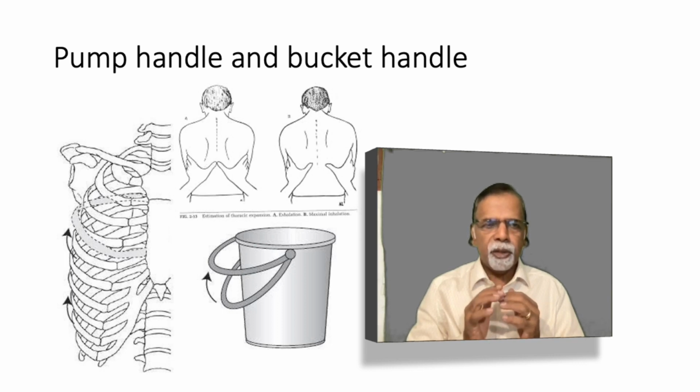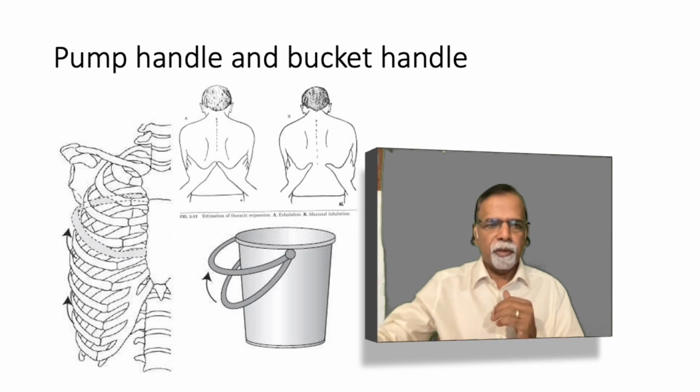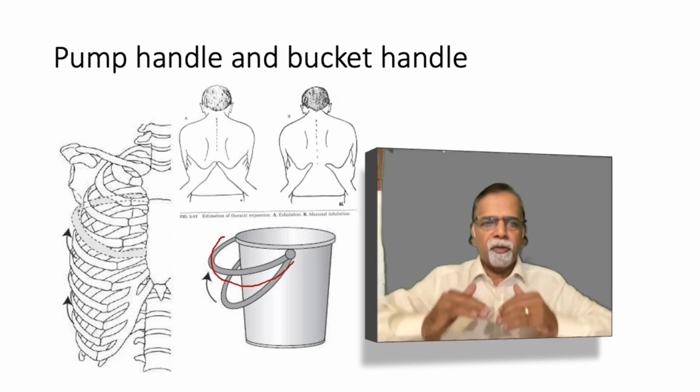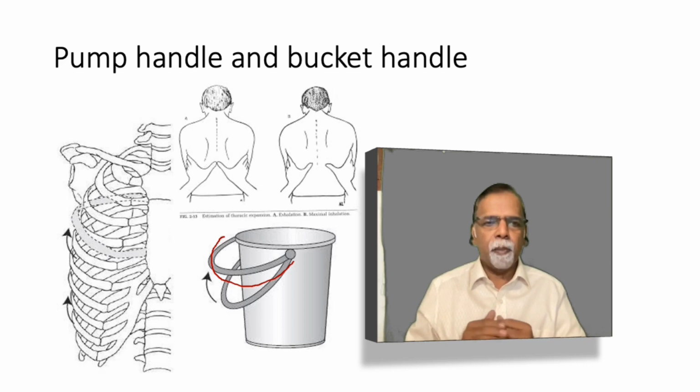Regarding movements of the chest, there are two types of movement. One is the bucket handle movement. That is when the bucket's handle is moving. You can see this is the bucket handle. The movement will be occurring this way. And second is the pump handle movement, when the anteroposterior movement increases. So these are the two types of movement, and the details will be discussed in the next session.